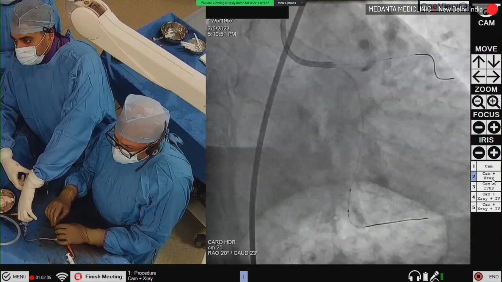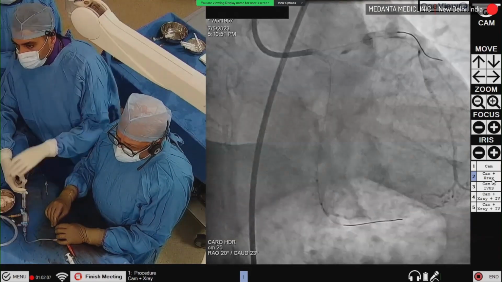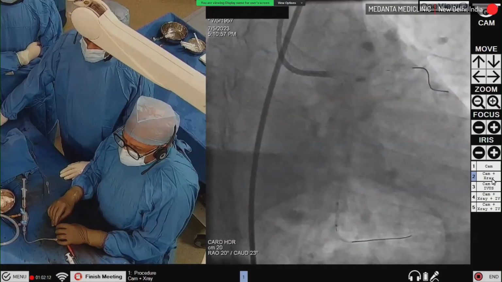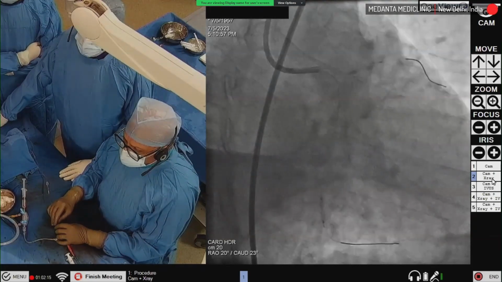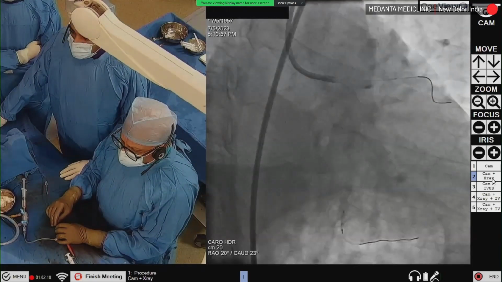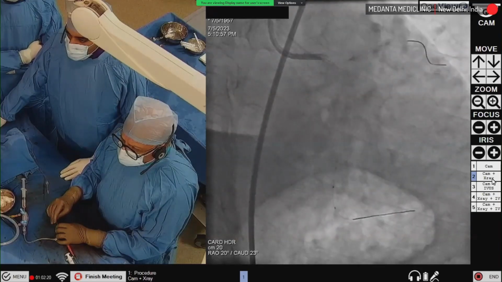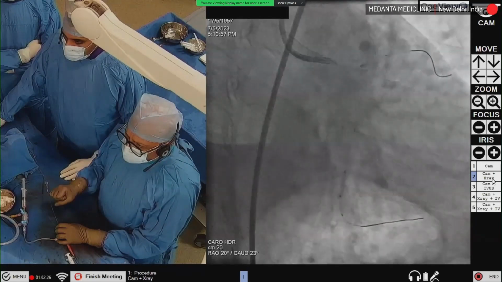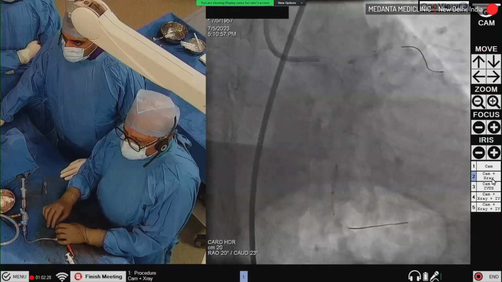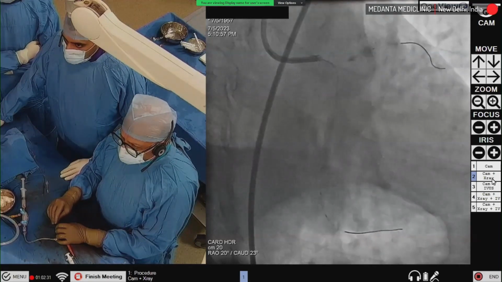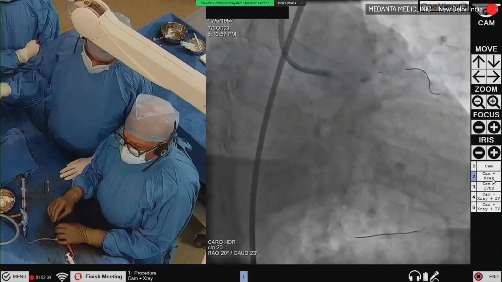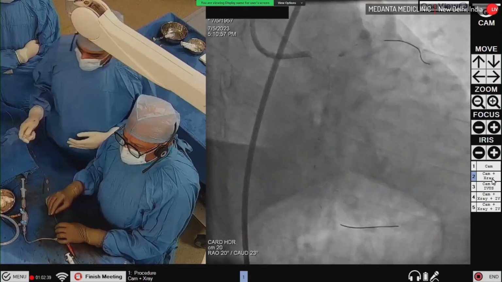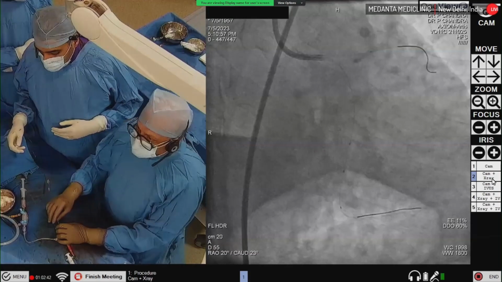Check please. So we are going distally first. Go up. 1, 2, 3, 4, 5, 6. Okay, that's fine. 6 is good. Deflate. 6. 6. Okay. Deflate. 6. 6. 8. Deflate.